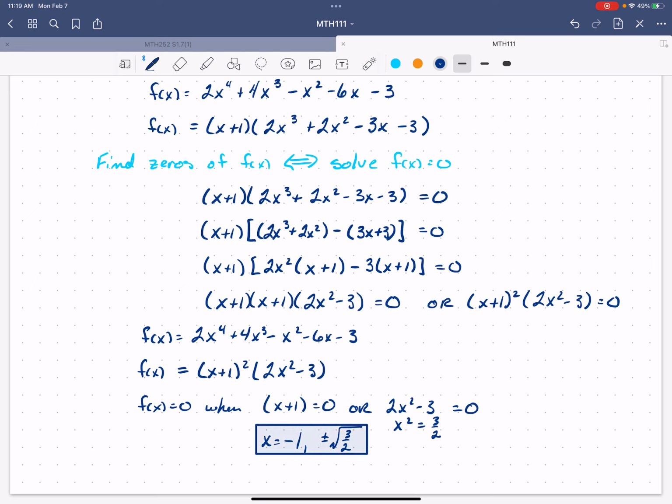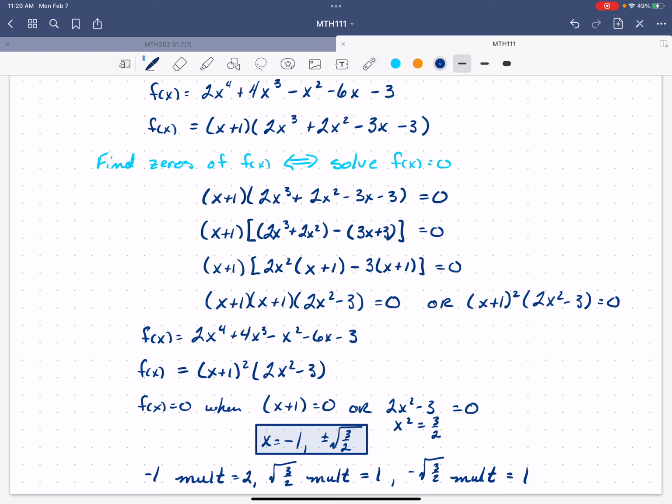Now we can get a little more detailed because we know negative 1 is a 0 of multiplicity 2. Square root 3/2 has a multiplicity of 1. And negative square root 3/2 has a multiplicity of 1.